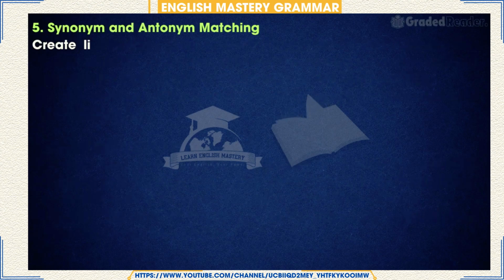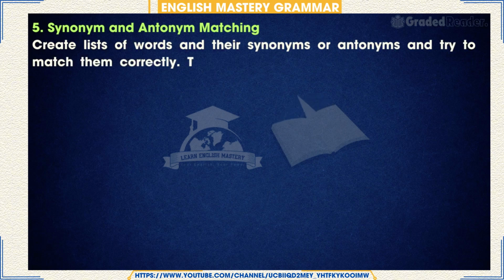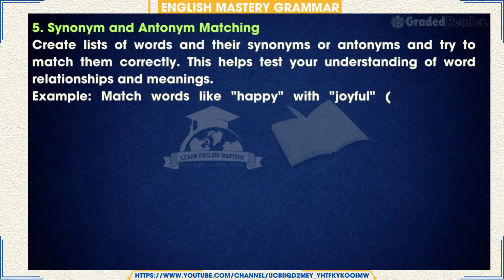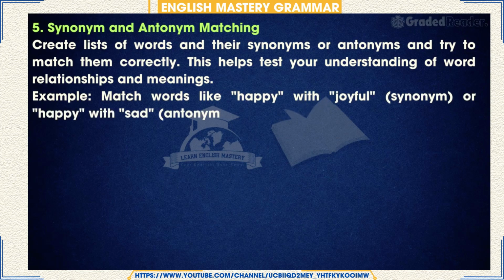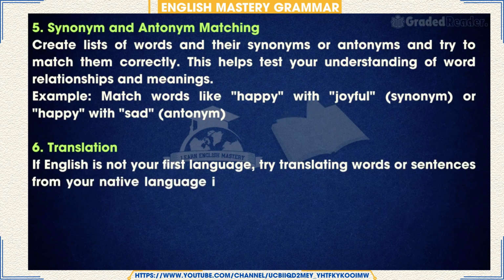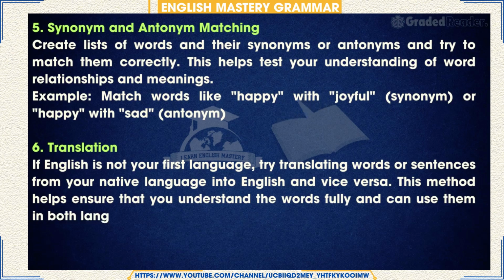5. Synonym and antonym matching. Create lists of words and their synonyms or antonyms and try to match them correctly. This helps test your understanding of word relationships and meanings. Example: match words like happy with joyful, synonym, or happy with sad, antonym.